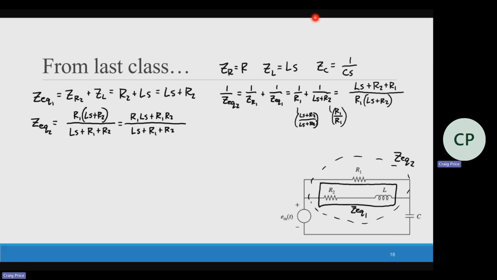So now I've got everything combined into one. Let me just draw the tiny circuit right here. This is my Z equivalent 2. This is my Z for the capacitor. And that means now I have all the same current. I don't have to worry about different currents. That's the nice thing about bringing that all together.